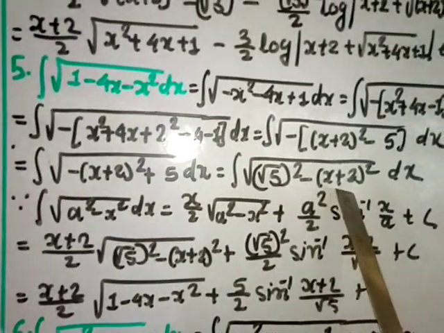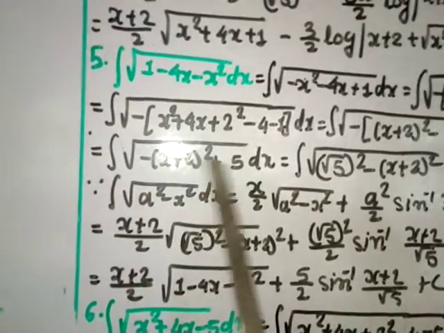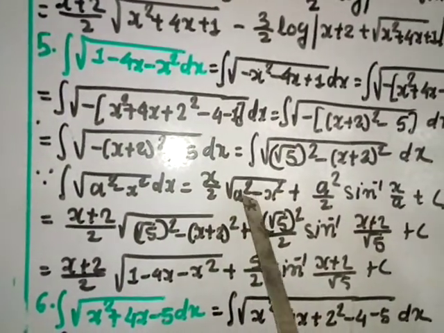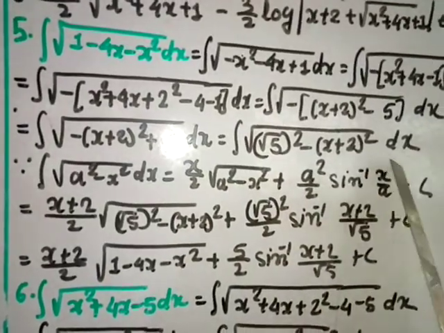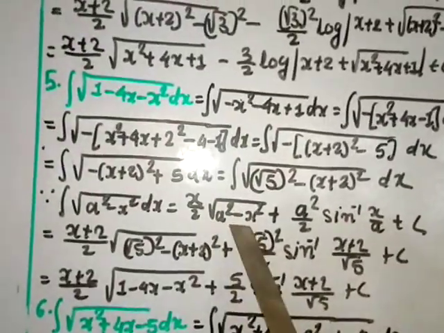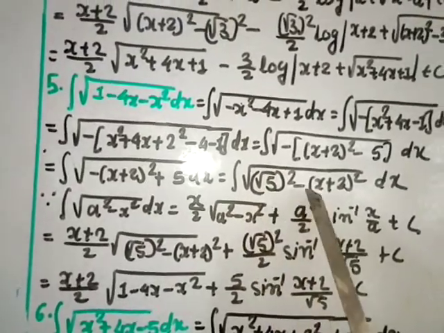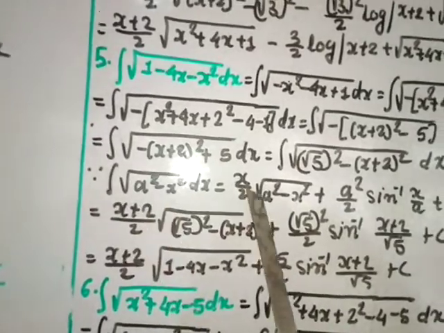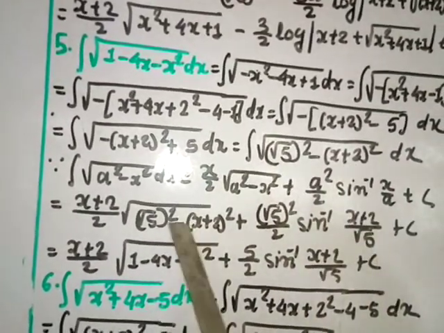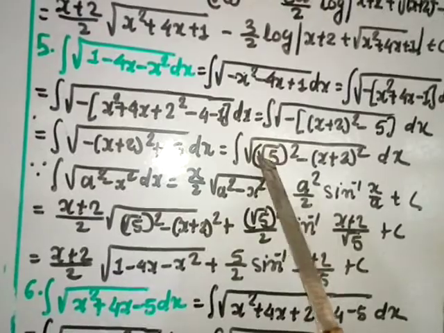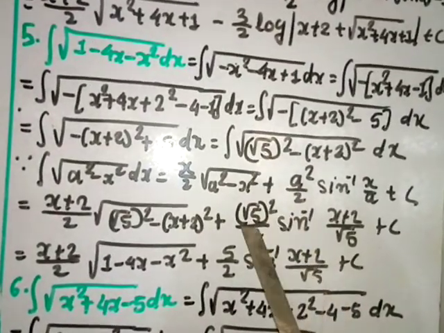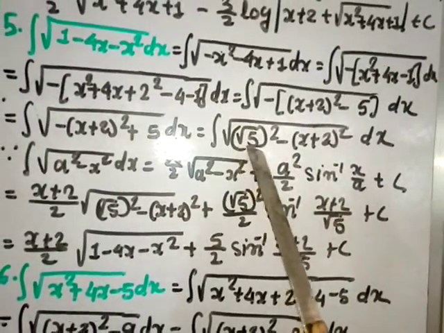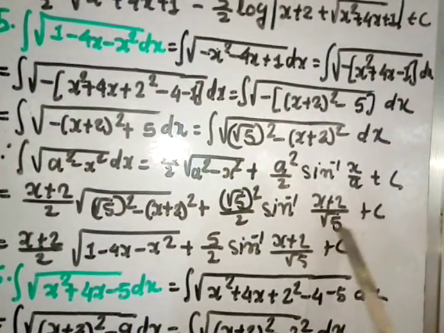So this is a and this is x. So the form is integral square root of a square minus x square, and the answer for this is x by 2 square root of a square minus x square plus a square by 2 sin inverse x by a plus c. So instead of a here root 5, and instead of x it is x plus 2. Okay, so x by 2 means (x plus 2) by 2. Here square root of a square minus x square means the same thing I am writing, plus a square, a is root 5, so root 5 square divided by 2 sin inverse x by a. So x is x plus 2 and a is root 5. So (x plus 2) by root 5 plus c.